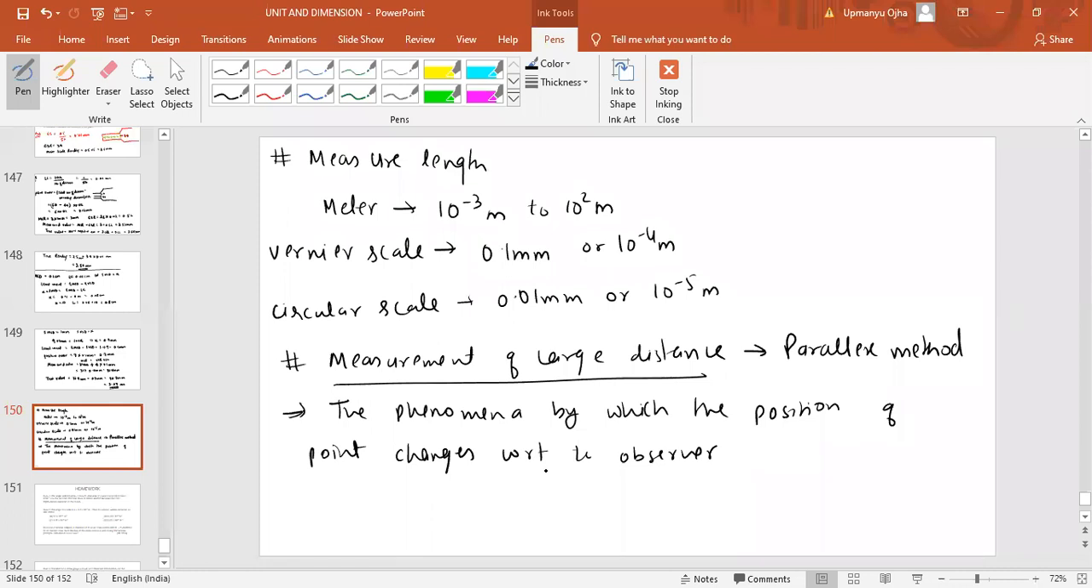This is a change in position of the point with respect to the observer. If you look at the pen, first the left eye is the observer, then the right eye is the observer, and then the left eye again. Which means when you change the observer, the position of the pen changes with respect to the position on the wall. This method is known as the parallax method.